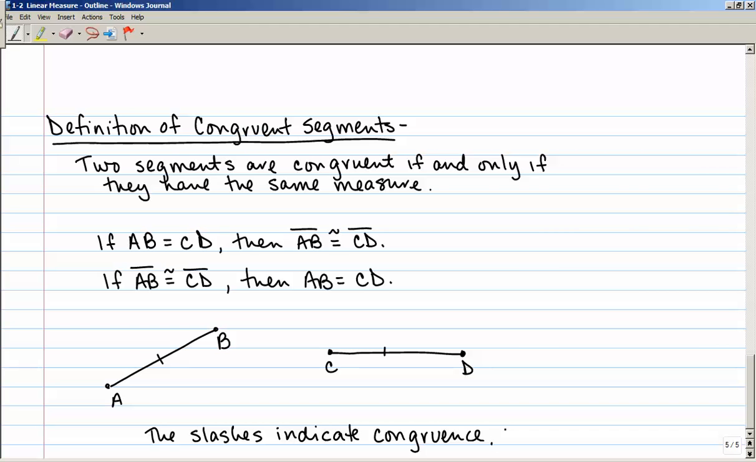So in this section we looked at line segments, and we looked at the betweenness of points, and got a little deeper into some notation that it's really important for you to memorize how to use.